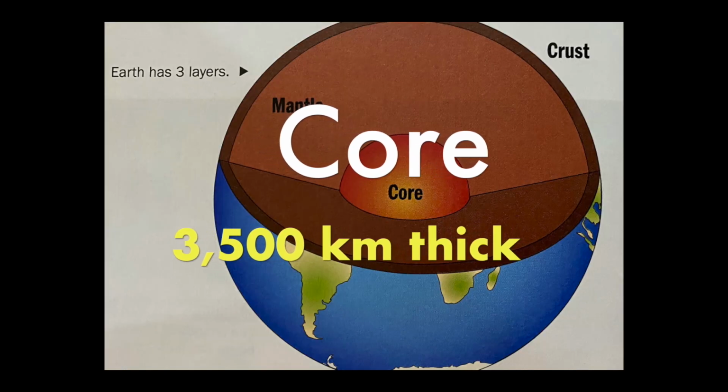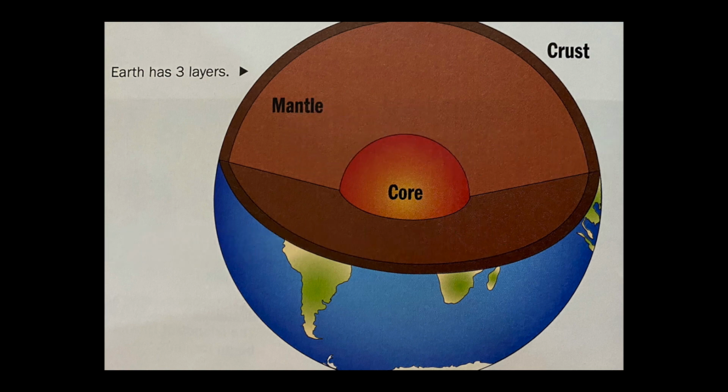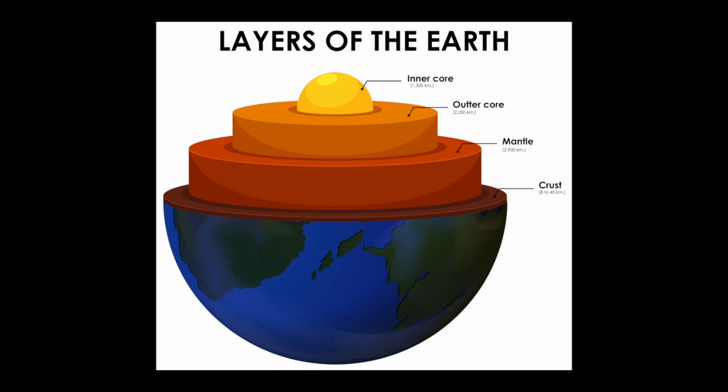The inner layer or center of the Earth is called the core. The core is about 3,500 kilometers thick. The core has two parts: the outer core and the inner core. The outer core is a liquid layer that contains melted iron and nickel, and the inner core is solid iron and nickel.